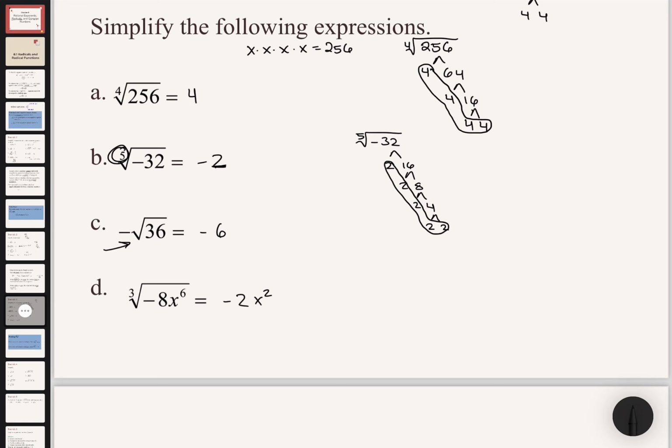But again, here, you could split these into factor pairs. You could say, hey, 8 would be 2 and 4. 4 would be 2 and 2. Okay, 2 is showing up 3 times. So I can pull a 2 out of there. Because it was a negative 8, I want to make sure it's a negative 2.